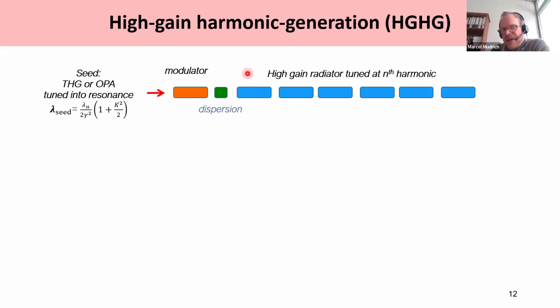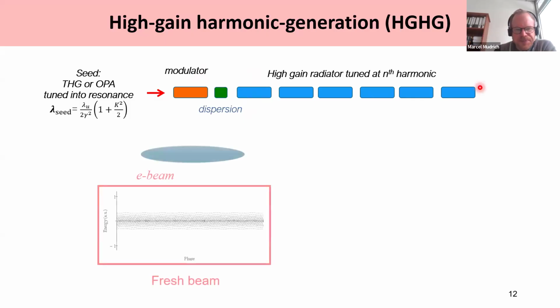Here we have the micro bunching, so these readily shaped micro bunched electron bunches start emitting the coherent radiation right from the start. Just to show you how this looks in the phase space: we have energy versus phase. This is the electron bunch as it enters the modulator.